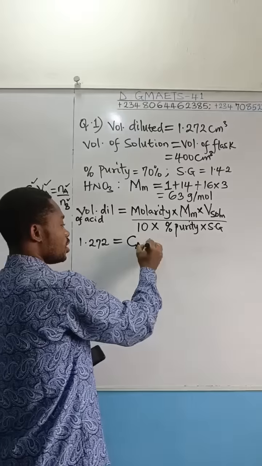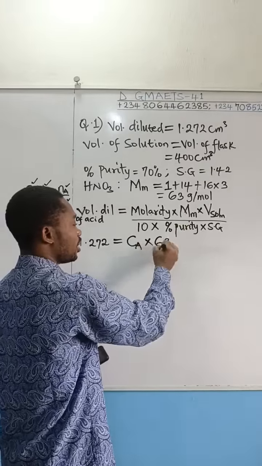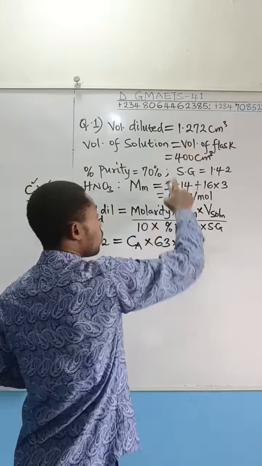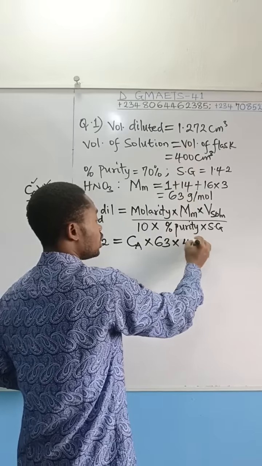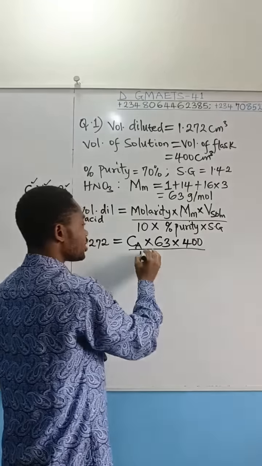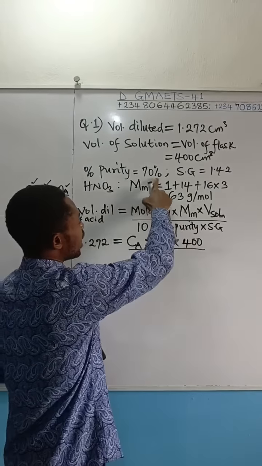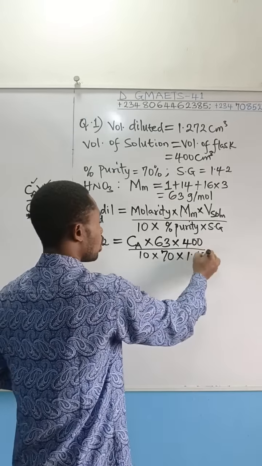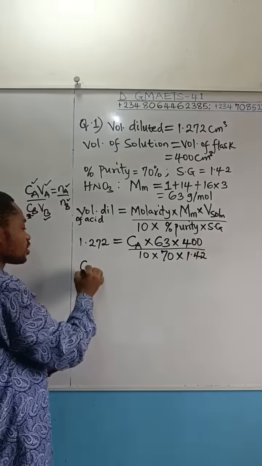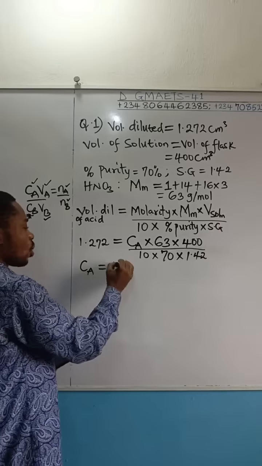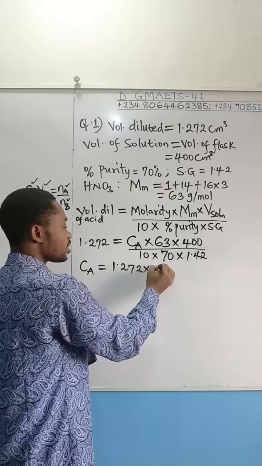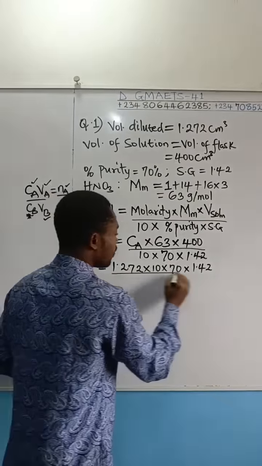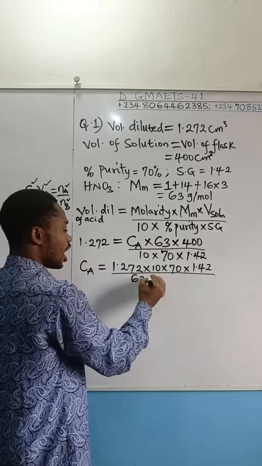So I'm using CA here times the molar mass of the acid, which is 63 for HNO3. The volume of solution into which this 1.272 is to be dissolved is 400. Divide this by 10 times the percentage purity of the acid, which is 70%, and then the specific gravity is 1.42. Making CA the subject of the formula, we get 1.272 times 10 times 70 times 1.42, divided by 63 times 400.